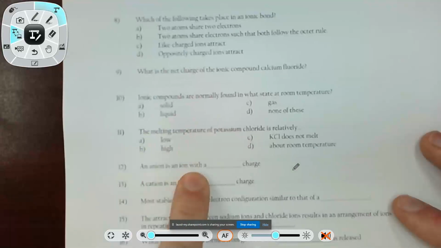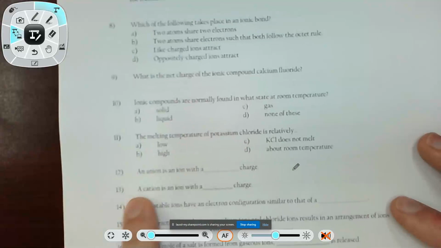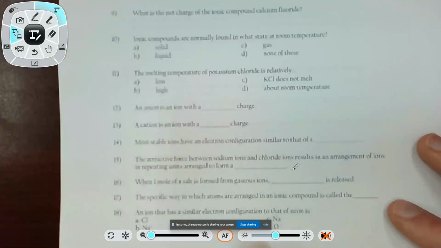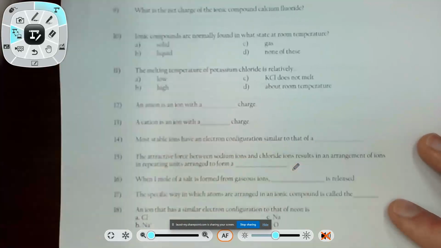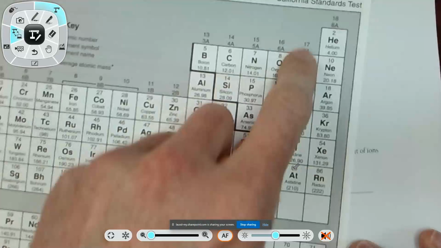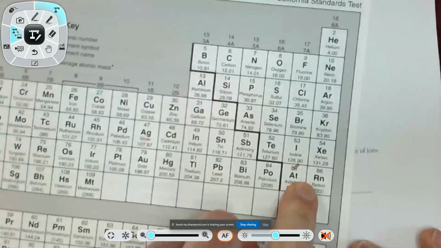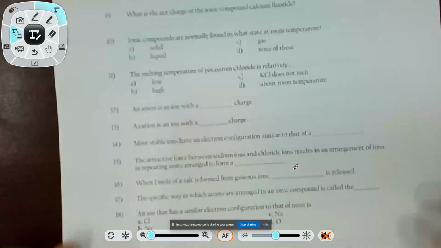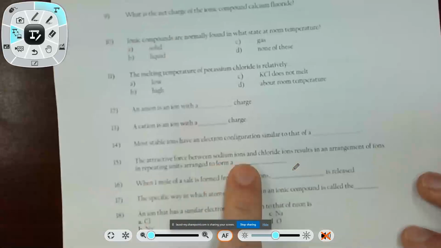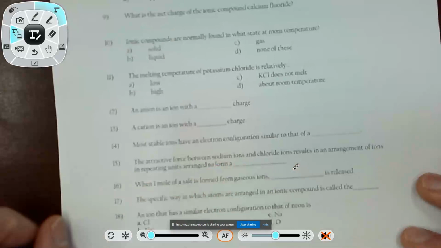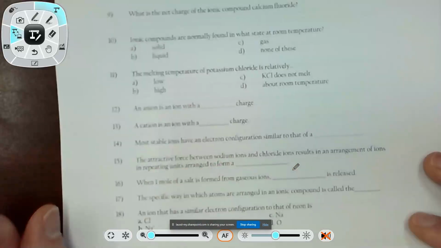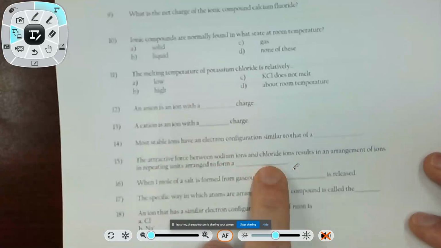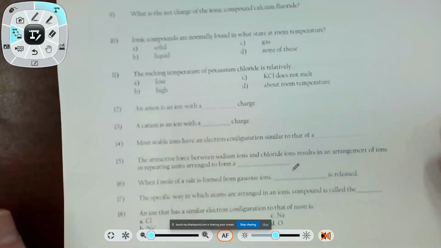An anion is an ion with a negative charge. A cation, on the other hand, is a positive charge. Most stable ions have an electron configuration similar to that of a noble gas, so ions will end up with a full s and p sublevel. That's what you have in group 18. Number 15, the attractive force between sodium and chloride results in an arrangement of ions in repeating units arranged to form a crystal lattice. The repeating unit itself is the unit cell, and then we stack those unit cells together to get the crystal lattice structure.